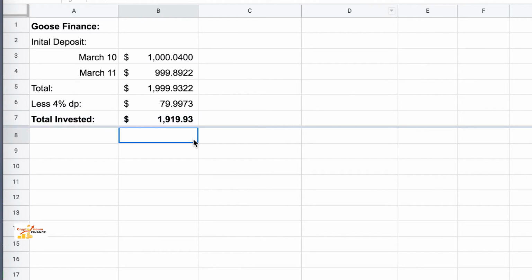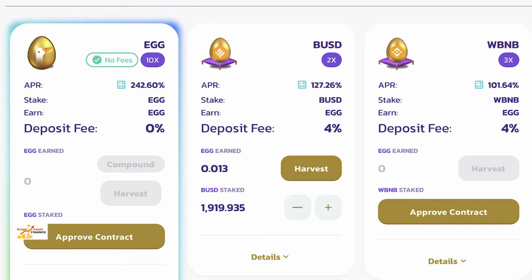So anyways, it's going to take a little bit of time to recoup this $79.99. And I think that's probably the reason why they add a deposit fee, so that you don't unstake your investment right away, especially if the APR drops. You really want to wait until you have at least recouped your initial deposit fee.